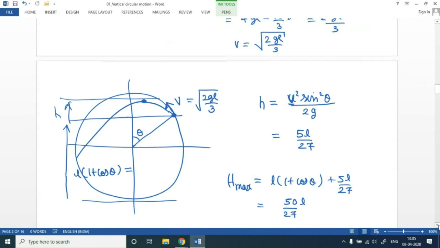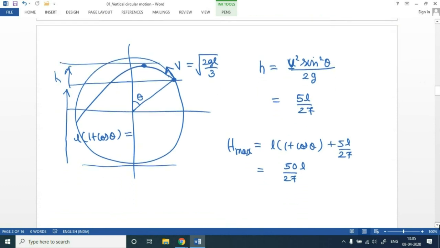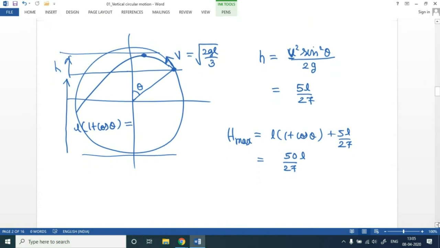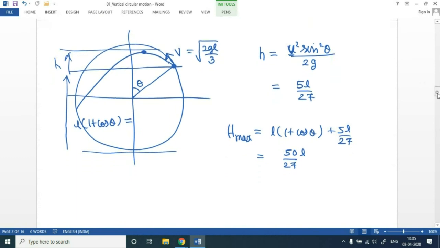So that's very easy for us to solve now. This is the case we have taken. This is motion in a vertical plane.